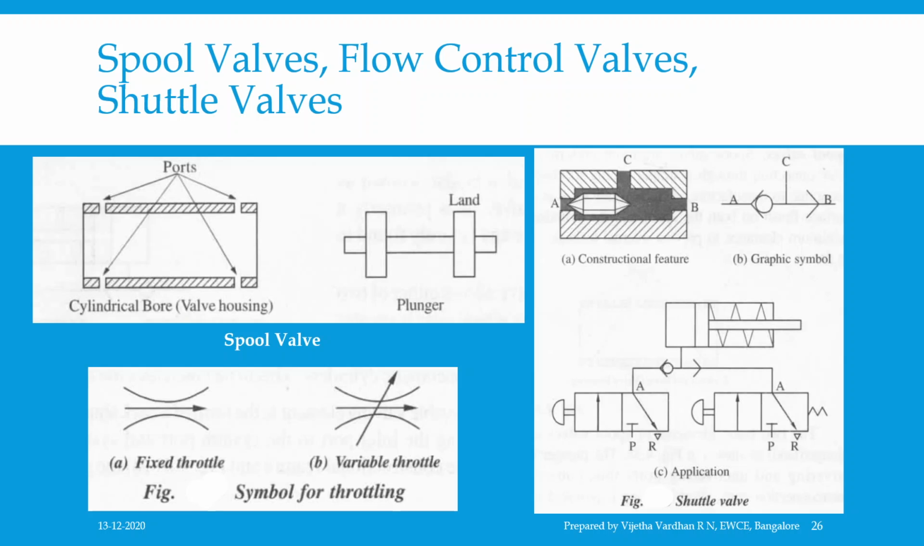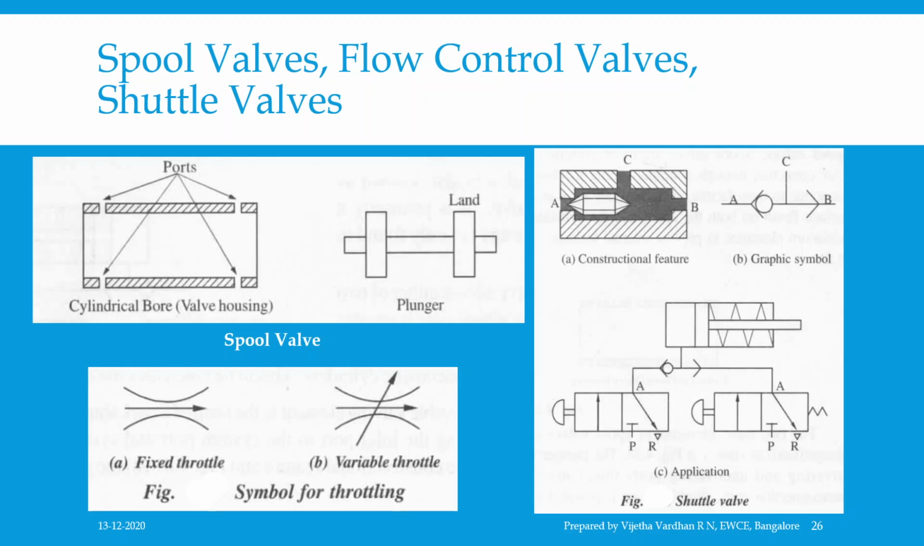Construction is very simple and consists of a spool inside a cylinder, which you can observe in figure A, and B is its graphic symbolic representation. If the pressure of air at A is higher than the pressure at B, then the ball is blown towards B and the port B is blocked, connecting the ports A and C. Similarly, when the pressure at B is higher than at the end A, the ball is blown towards A and the port A is blocked, connecting the ports B and C.